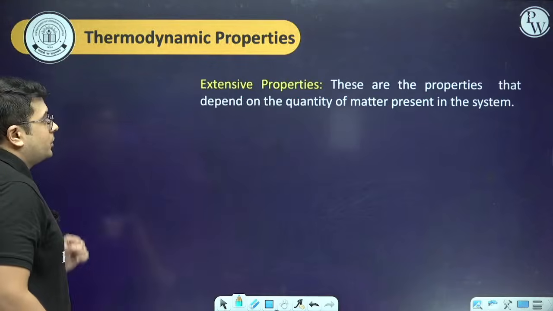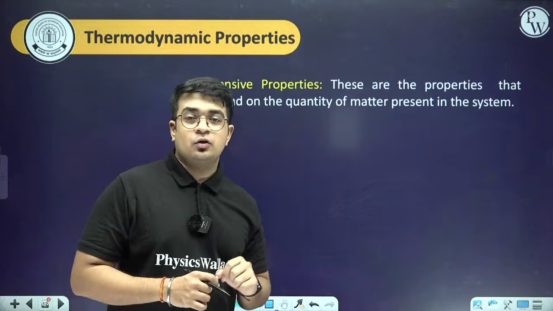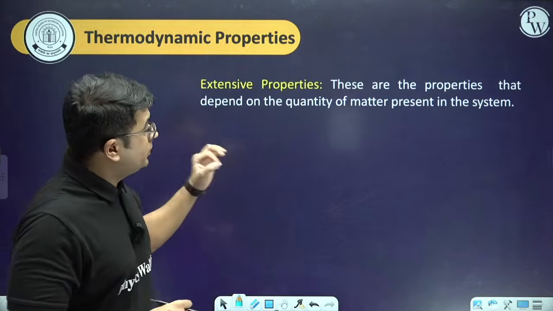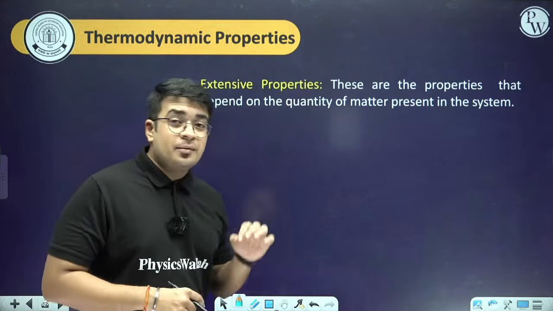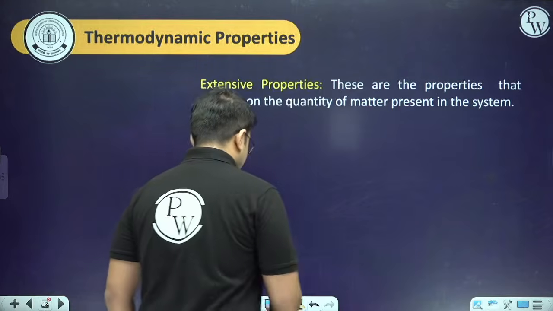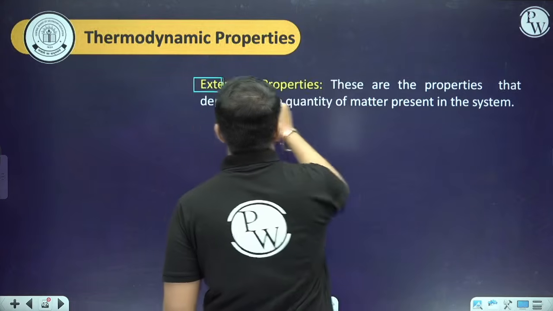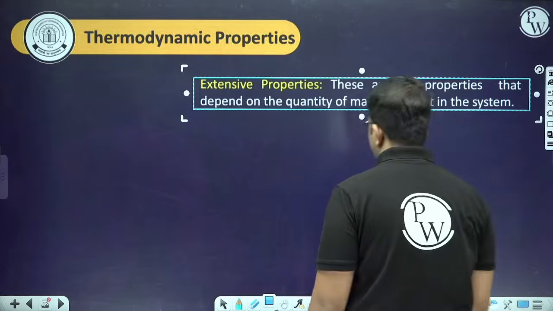Talking about the next part, we have certain properties which are known as extensive properties. Basically, these are the properties that depend upon the quantity of matter present in the system. So always remember, in this case we are talking about the properties which depend upon the size.